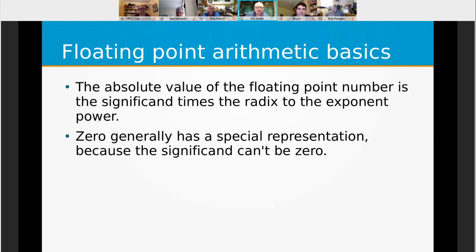In floating point representations, 0 normally has to have a special representation because, as I said previously, the significand can't actually be 0. So there'll be some other value in memory that is used to represent 0.